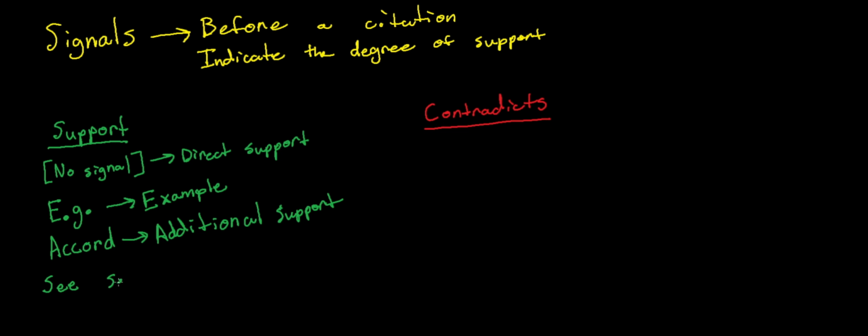Next, and these are the more important, so there's C, C also, C for example, and then C generally. And using the C signal, that indicates indirect support.